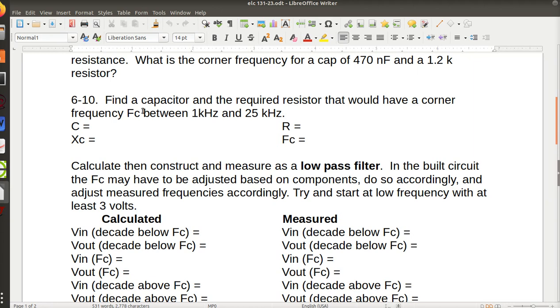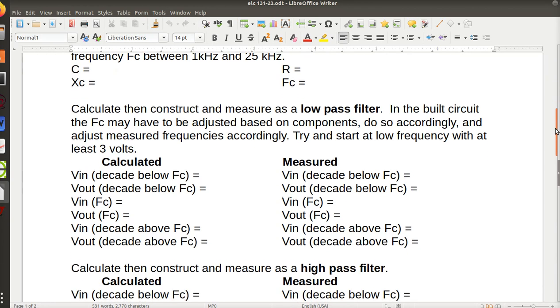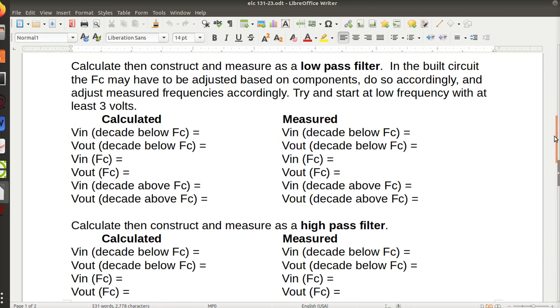because in 6 through 10 I want to find a capacitor and a resistor that would have a corner frequency between 1 kilohertz and 25 kilohertz. So when I did the calculation, mine came out to be 282, so you got to find a capacitor and a resistor such that your corner frequency is between 1K and 25K. Okay? But I'm going to go ahead and use my 470 and my 1.2, and then we're going to show the low pass and high pass.